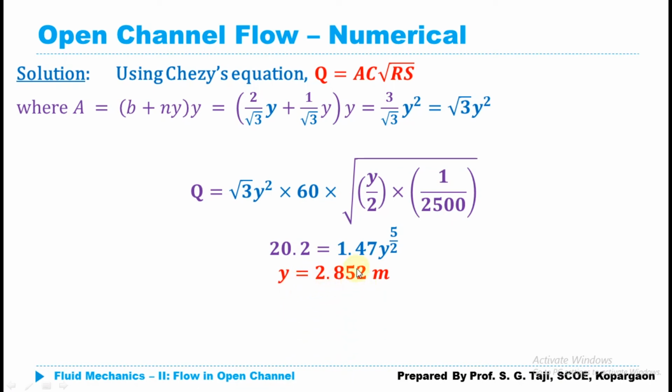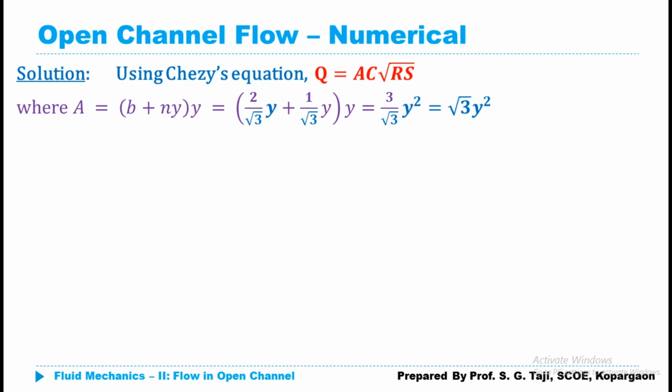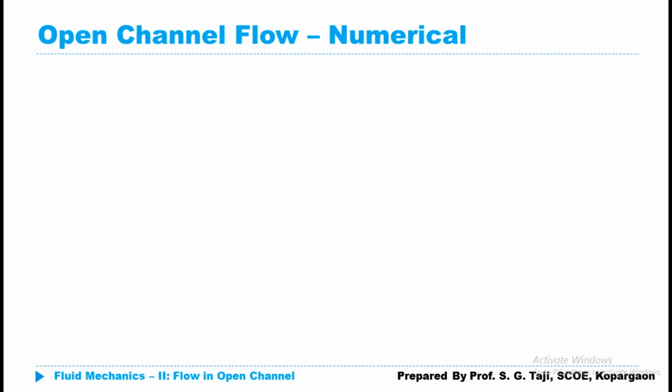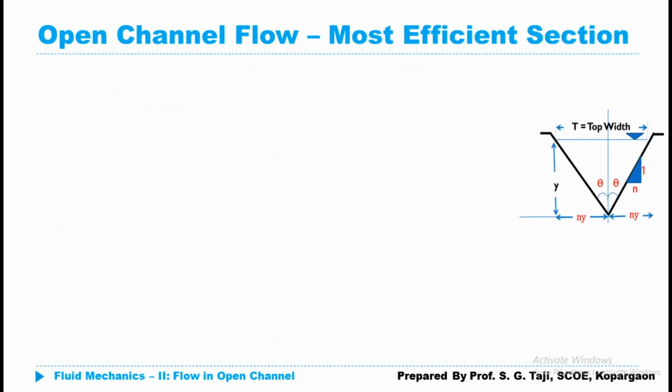Now by multiplying it with 2 divided by under root of 3, I will get the value of B, which comes out as 3.29 meter. So those are the dimensions for the most economical trapezoidal channel section. Hope you understood all those numericals. They are easy. You just need to remember the conditions of the most economical channel section, which we have revised in both the numericals, what we discussed at the start of the lecture.